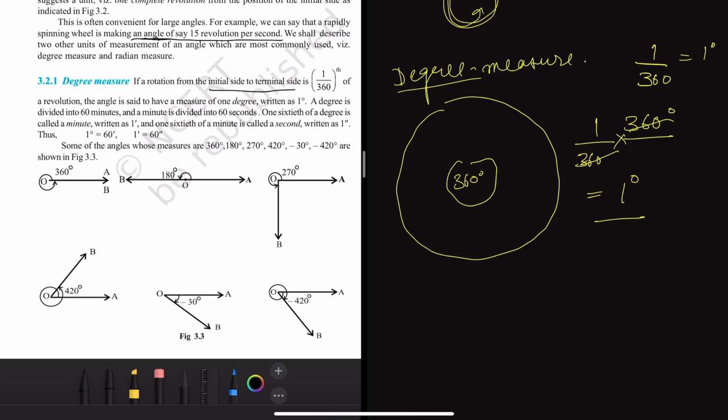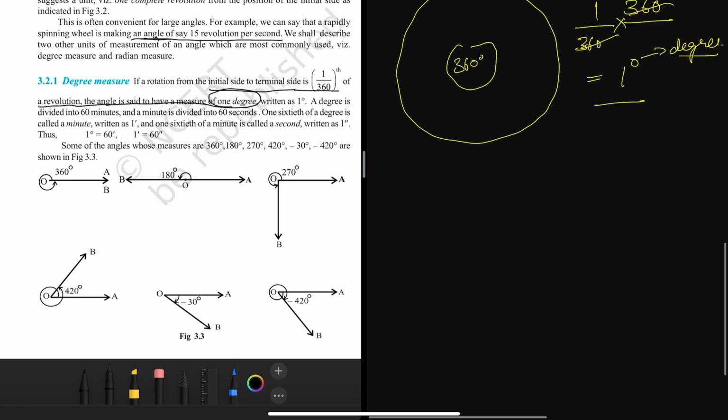So this is what is defined here. If a rotation to the terminal side is 1/360th of a revolution, the angle is said to have a measure of 1 degree, and this is the symbol of degree. Okay. Now again, just as in our clock, 1 degree is further divided into minutes.